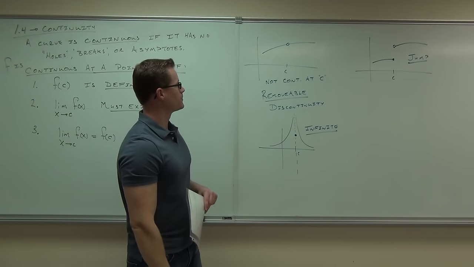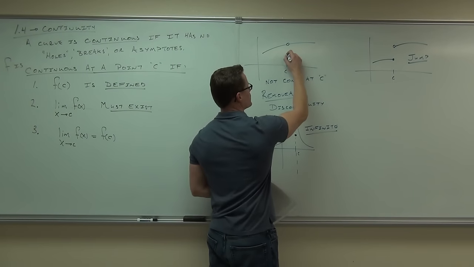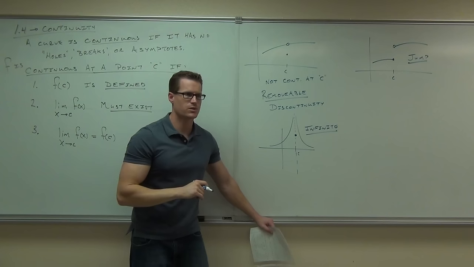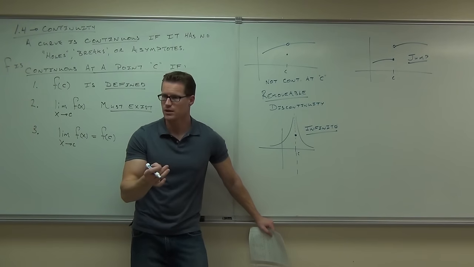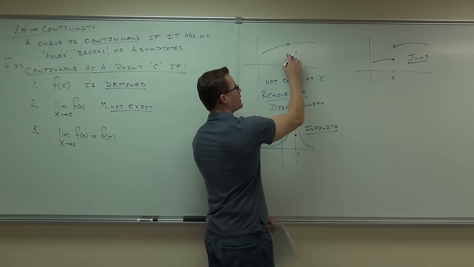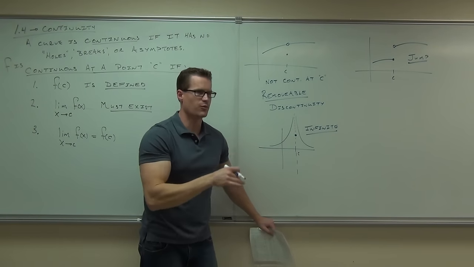Hey, what about this one? What if I put a point up here, but it didn't close in the circle, would that be continuous at that point? No, it would still jump. That's still a removable discontinuity, though, if I redefine the point. So if I say, okay, you know what, I'm just going to move this point from here to here, redefine it, then we'd say that's still a removable discontinuity.